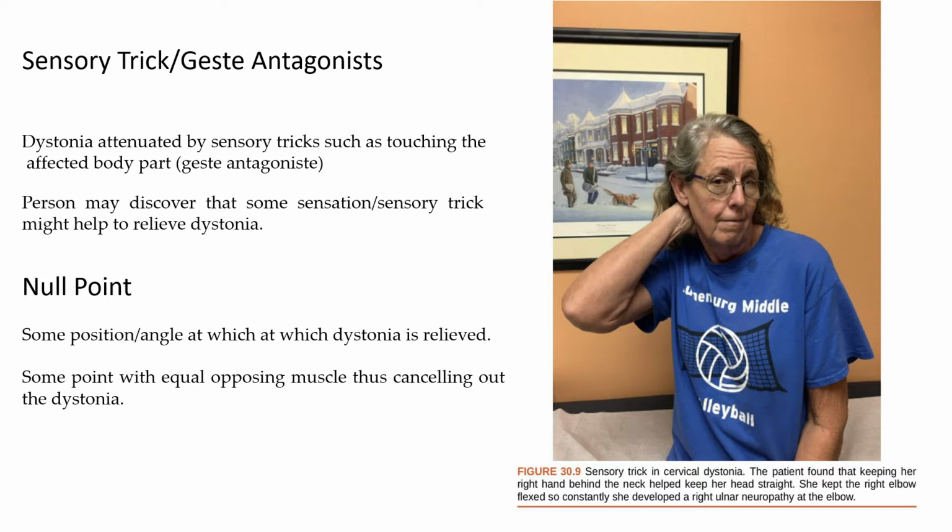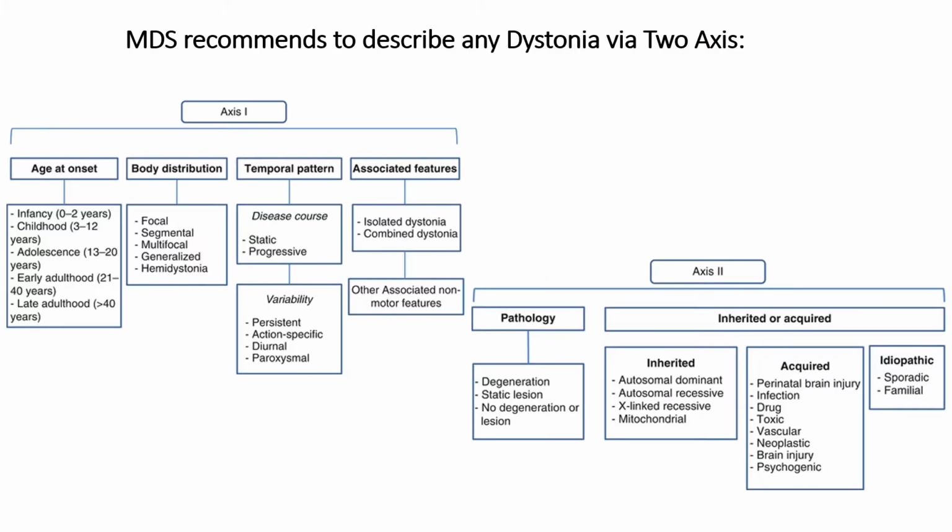There is another phenomenon known as null point, whereby the patient tends to find some position or some angle at which the dystonia is relieved on its own. Some point is there where equal opposing muscle forces just cancel out the dystonia. This is known as a null point.